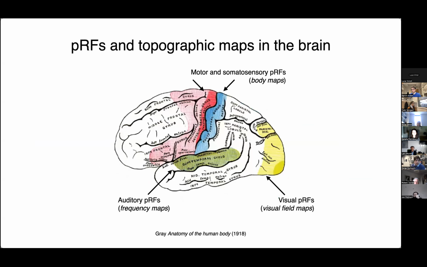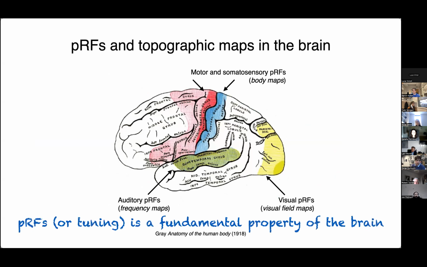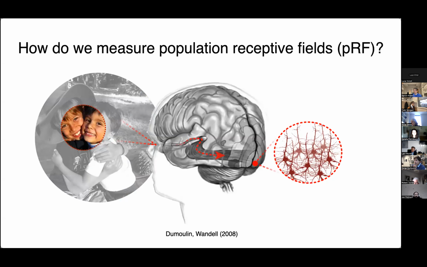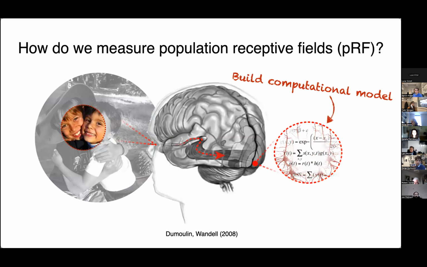We don't only have these in the visual cortex, but also in auditory cortex, motor cortex, or somatosensory cortex. So the idea of receptive fields and population receptive fields is really a fundamental feature of the brain. So how do you measure them? We basically build a computational model of what we think the population receptive field looks like.